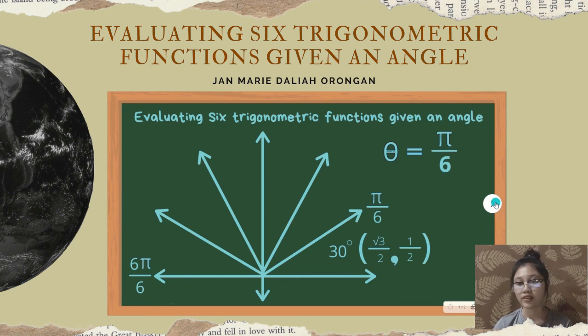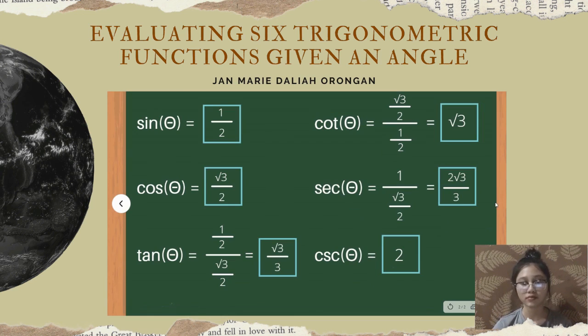Then we evaluate the 6 trigonometric functions. Sine is the y value of the point, which is 1/2. Cosine is the x value of the point, which is square root of 3 over 2. Tangent is y over x, so 1/2 divided by square root of 3 over 2 is square root of 3 over 3, because we multiply by the reciprocal on top and bottom and we rationalize the denominator.